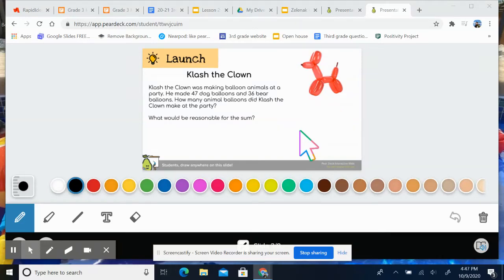Clash the Clown was making balloon animals at a party. He made 47 dog balloons and 36 bear balloons. How many animal balloons did Clash the Clown make at the party?